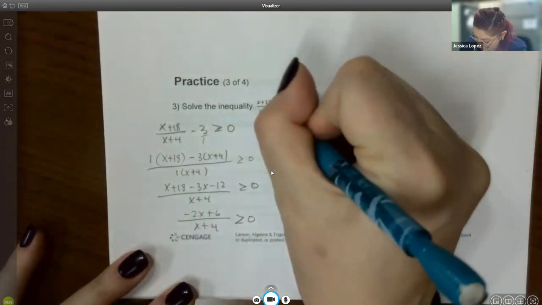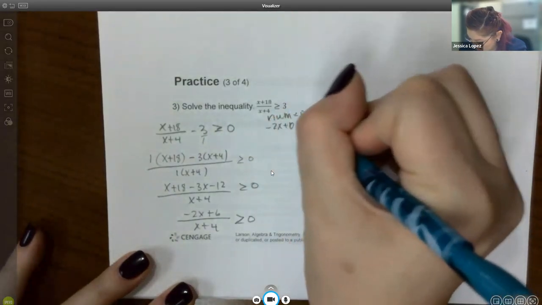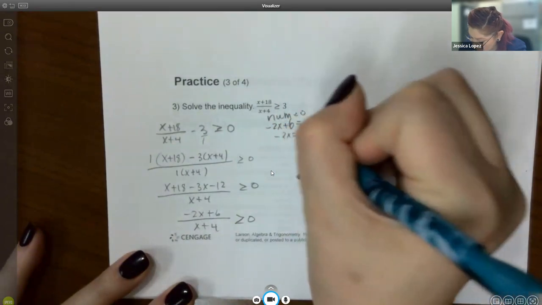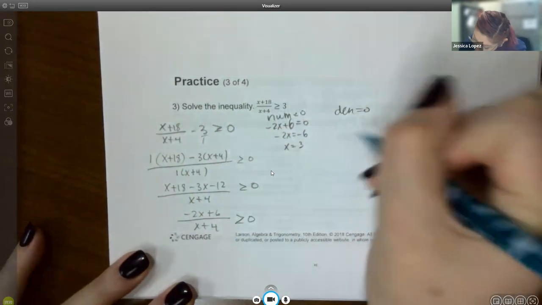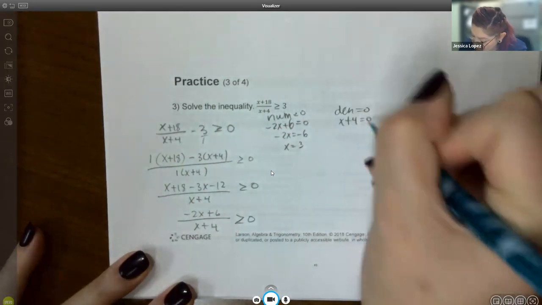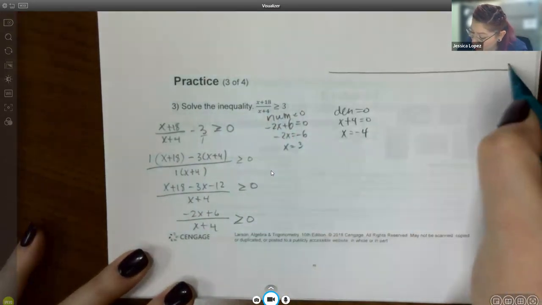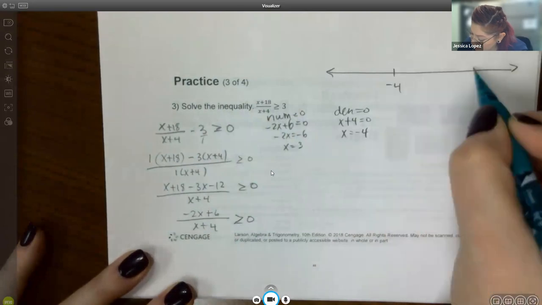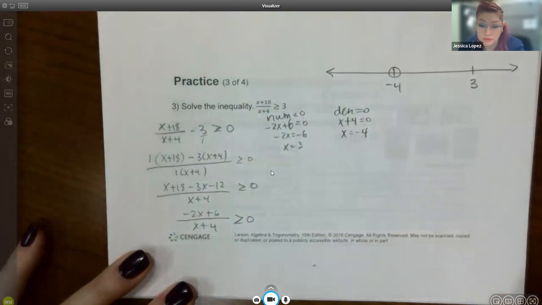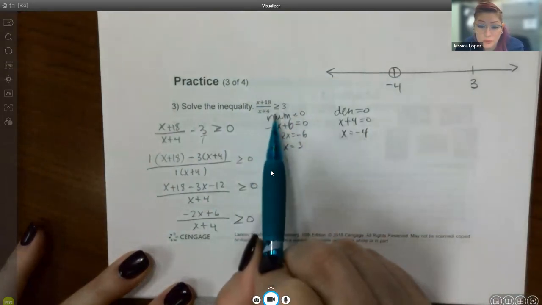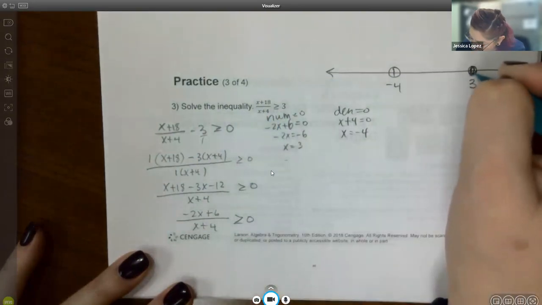So then if I take my numerator equal to 0, I get negative 2x equal to negative 6 or x equal to positive 3. When I set my denominator equal to 0, I get x plus 4 equal to 0 or x equal to negative 4. So when I create my number line, here's negative 4, here's 3. The one that comes from the denominator will automatically have an open circle. The one that came from the numerator will follow this symbol. Since it has a bracket, there's actually a solid dot here, 3.